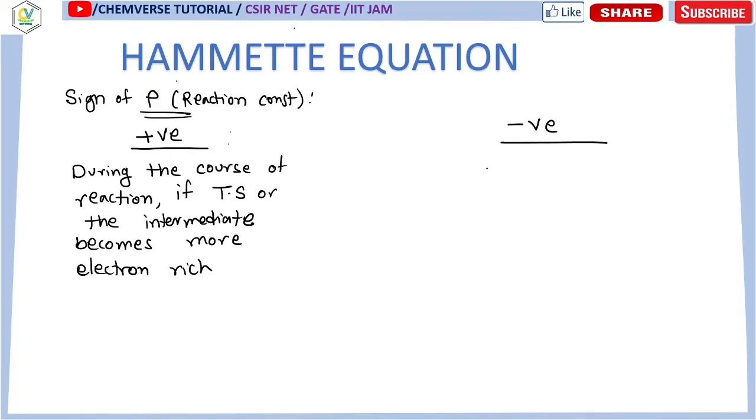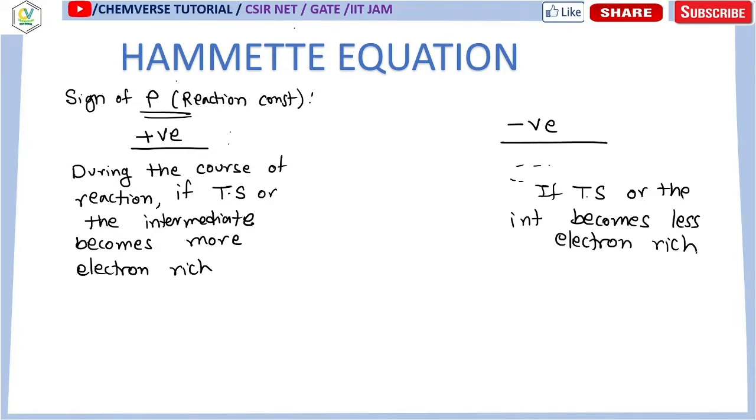And for the same thing, during the course of reaction, if the transition state or the intermediate becomes less electron rich, in that case the rho value will be negative.